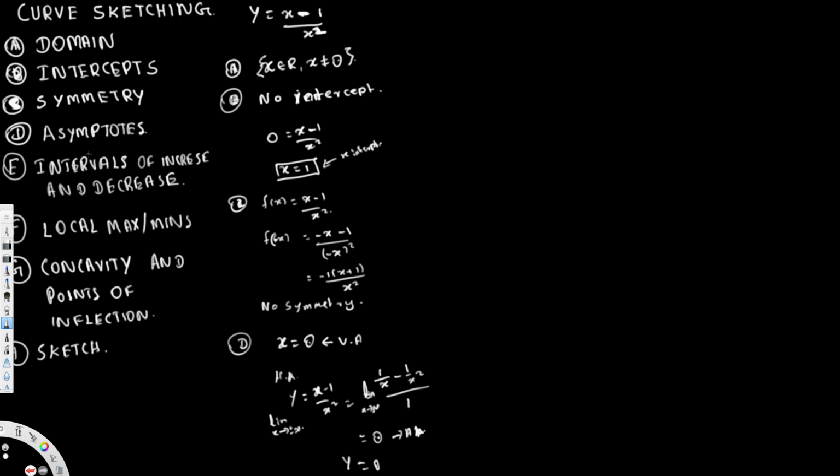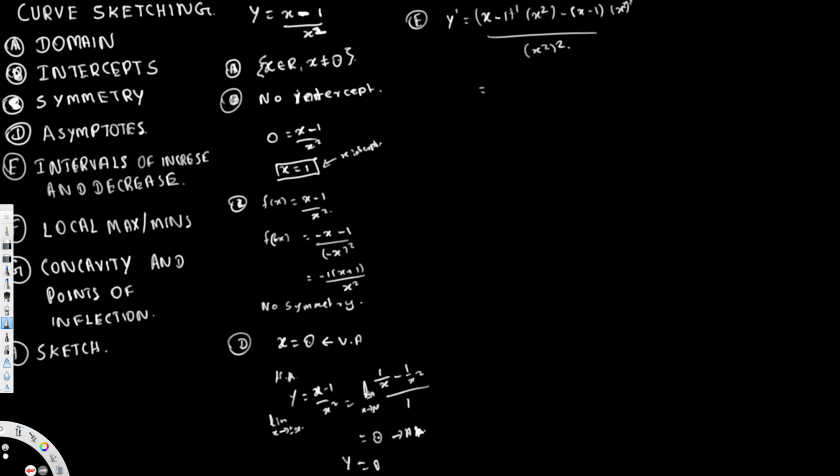To find this one, I have to take the first derivative. So y prime is equal to... I have to do the quotient rule right here because it's a division. So if I do the quotient rule, it's going to become (x minus 1) prime multiplied by x square, minus (x minus 1) multiplied by (x square) prime, divided by (x square) square.